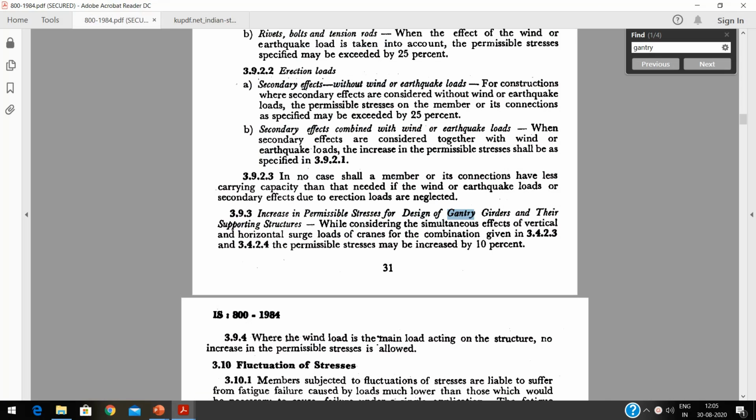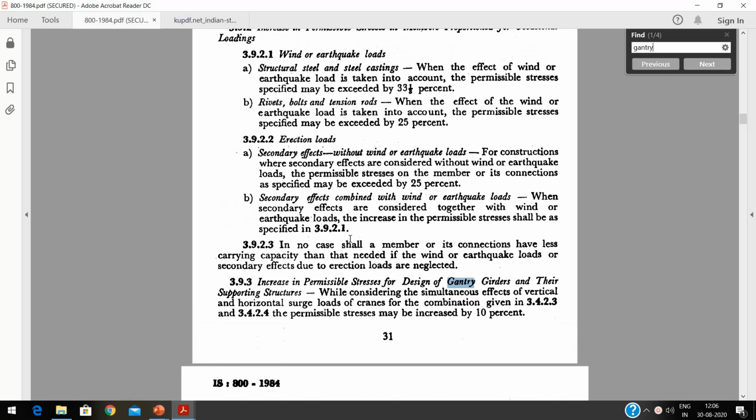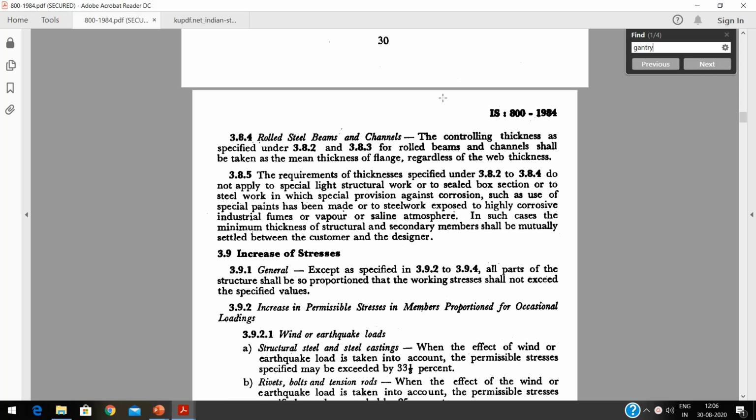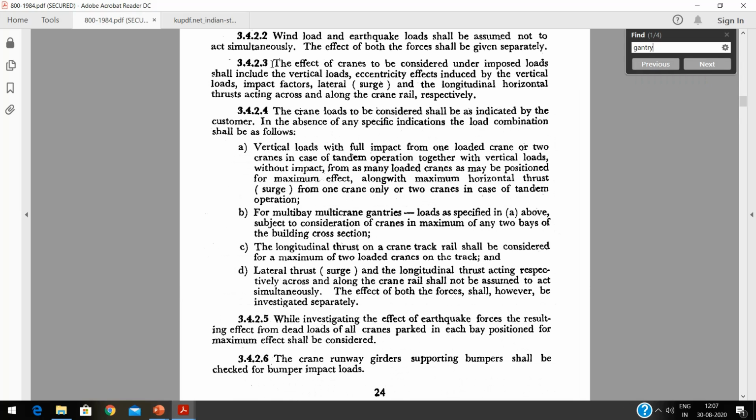the IS code. This clause number 3.9.3 on page number 31 states that we can increase the permissible stresses for the design of gantry girder. While considering the simultaneous effect of vertical and horizontal surge load of cranes, the combination which has been given in 3.4.3 and 3.4.2.4, the permissible stresses may be increased by 10%. So these are those two clauses, that is 3.4.2.3.